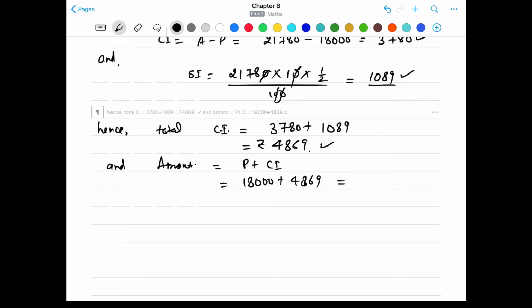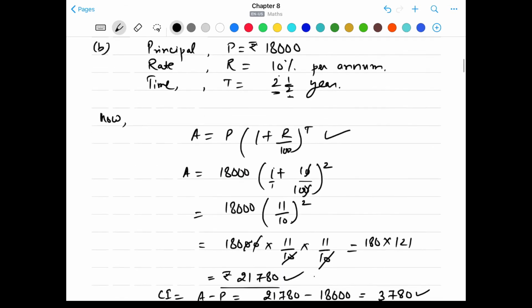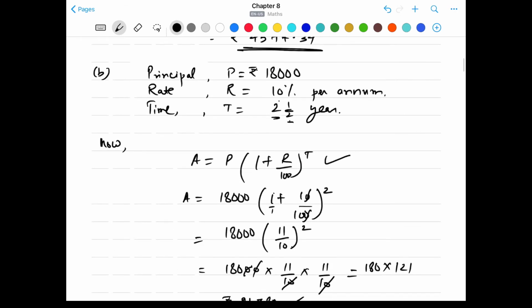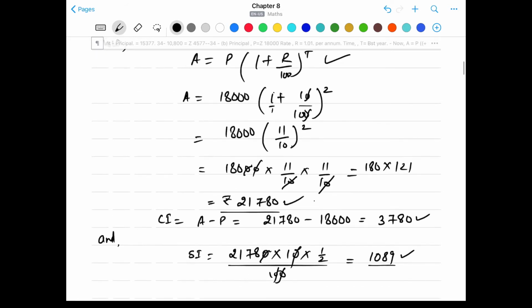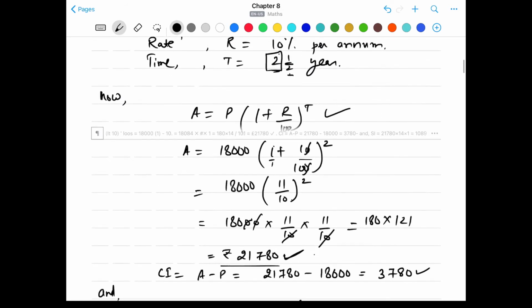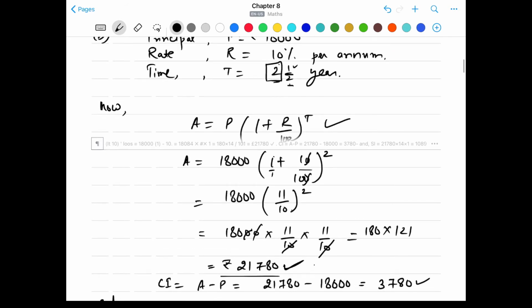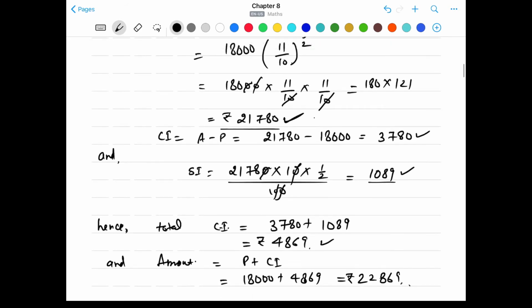So the result will be 22,869 rupees. That's the answer. What we did here is we calculated the compound interest for the first 2 years. We got some amount, which is this one, 21,780 rupees. On that amount we calculated the simple interest for another half year, which turned out to be this much.